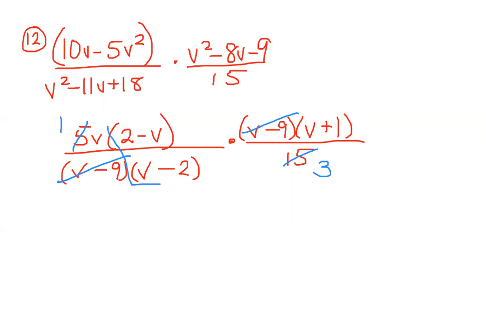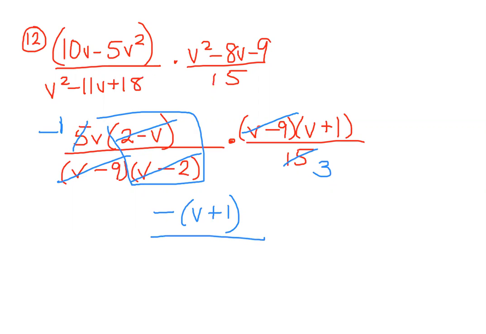Now what about this right here? 2 minus v and v minus 2. Can we cancel those? We can cancel them as long as we stick a negative out in front. So now we are left with negative v plus 1 in the numerator. We got a negative 1 right here times v plus 1 right here. And in the denominator, we have a 3. So you can write it like this, or you can distribute that negative and write it like this. It's the same thing, whichever way you like. Okay, that is how you multiply.